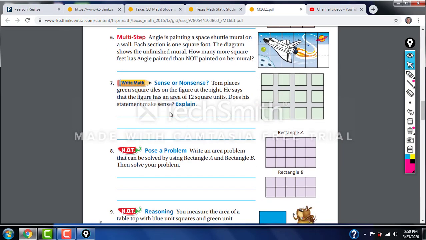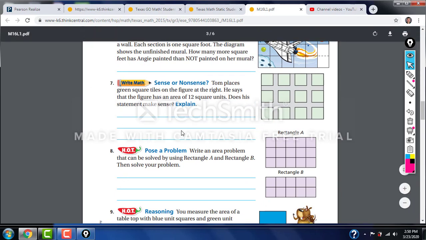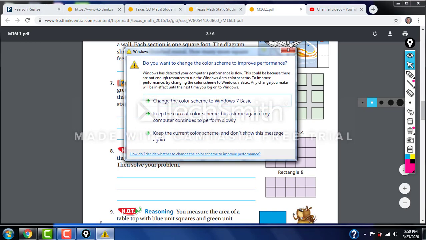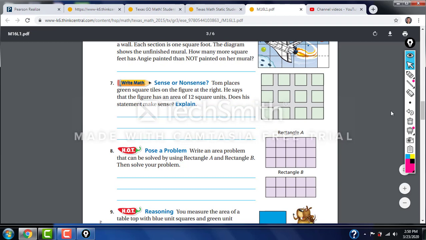Alright, so does it make sense or does it not make sense? Tom places green square tiles on the figure at the right. He says that the figure has an area of 12 square units. Does his statement make sense? So write your answer here and explain it to me.